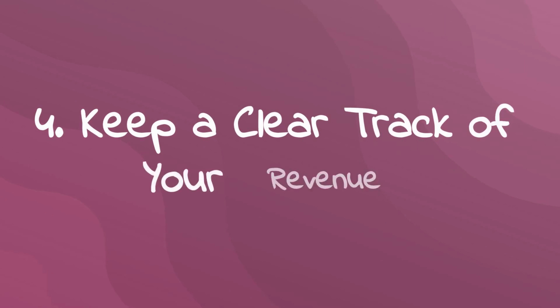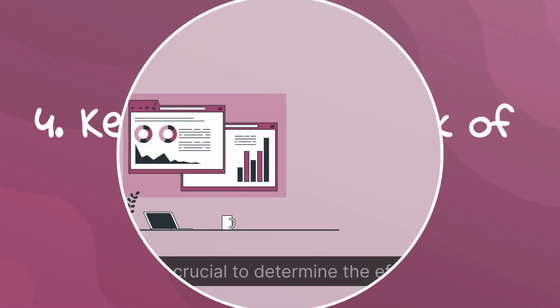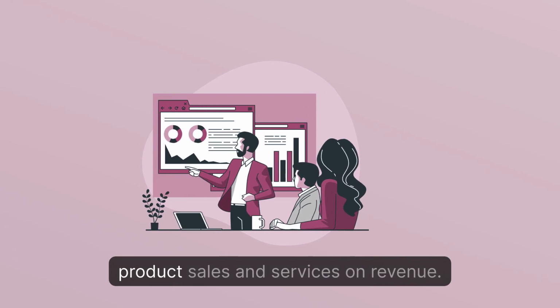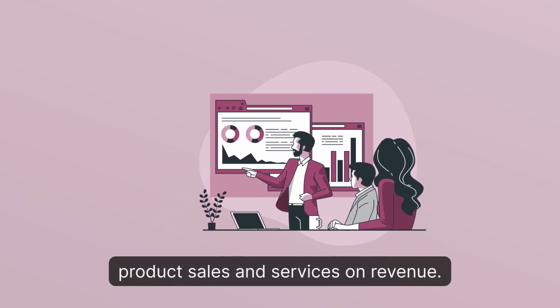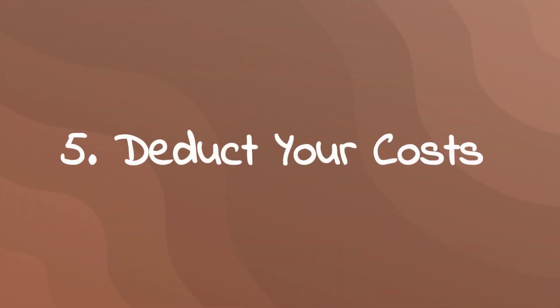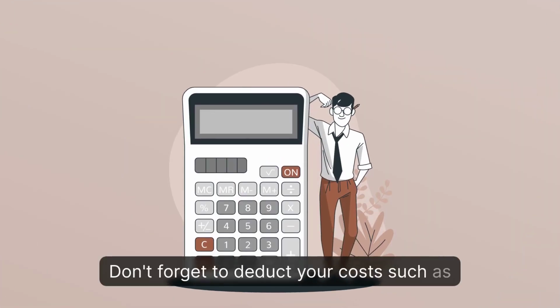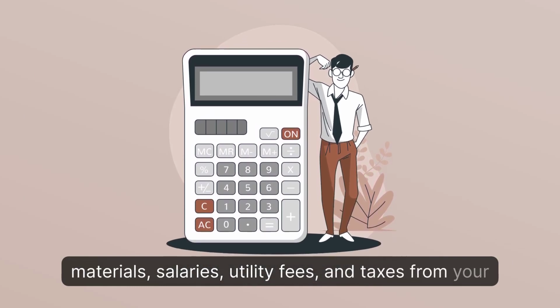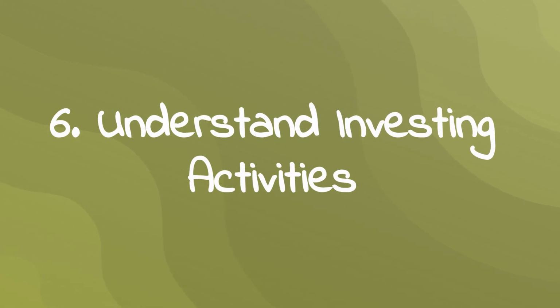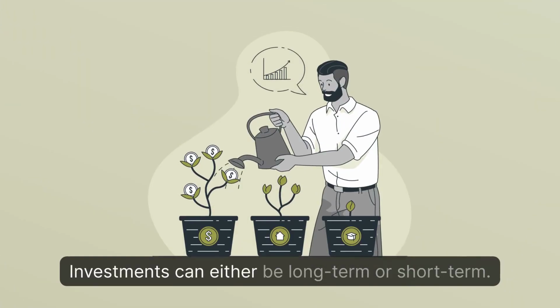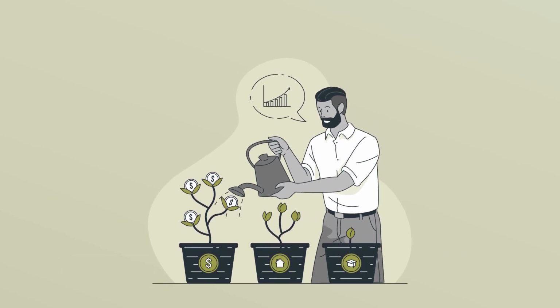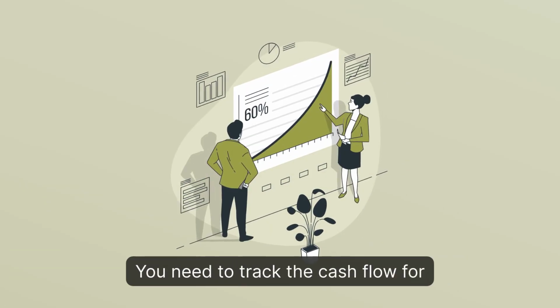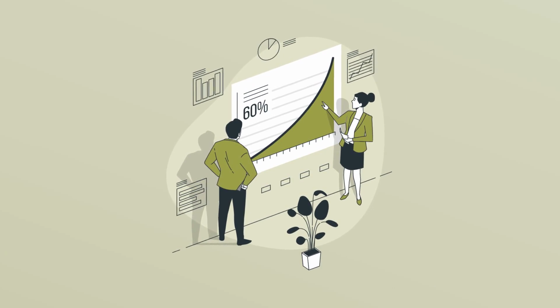4. Keep a clear track of your revenue. This is crucial to determine the effect of product sales and services on revenue. 5. Deduct your costs. Don't forget to deduct your costs such as materials, salaries, utility fees, and taxes from your revenue. 6. Understand investing activities. Investments can either be long-term or short-term. You need to track the cash flow for these investments over time.